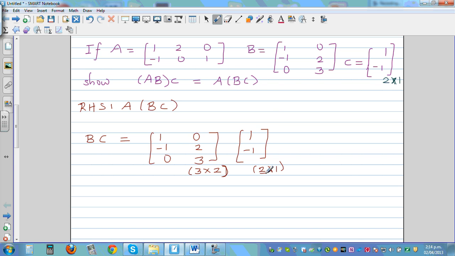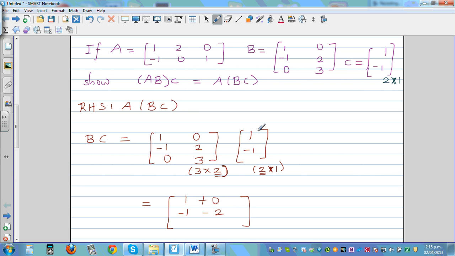So these two numbers are equal, so you can multiply. And your dimension should be 3 rows and 1 column. So first row, first column: 1 times 1 is 1, plus 0. Second row, you've got only one column. So this is negative 1, take away 2. Negative 1 times 1 is negative 1, and 2 times negative 1 is negative 2.